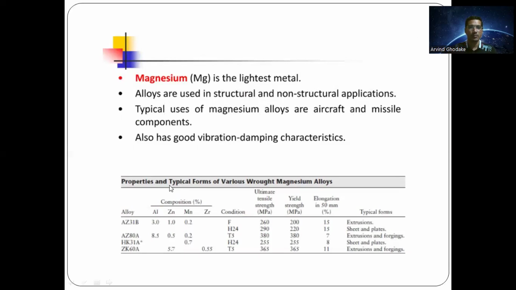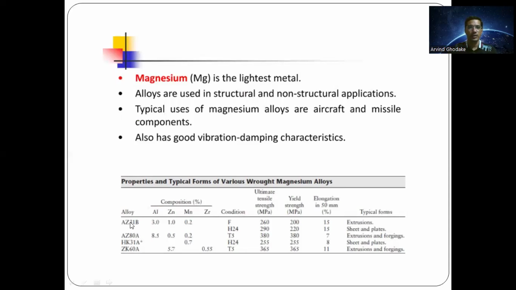The typical properties and typical forms of various wrought magnesium alloys are as follows. They are designated by the series AZ. The composition present is aluminum, zinc, manganese, and zirconium. Then the condition, ultimate tensile strength, yield strength, percentage of elongation, and typical method of forming.